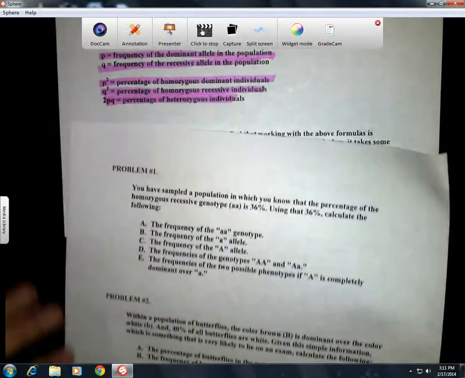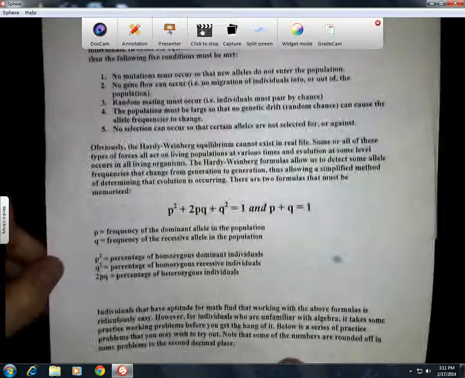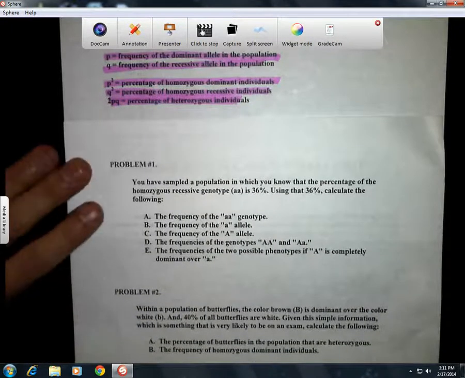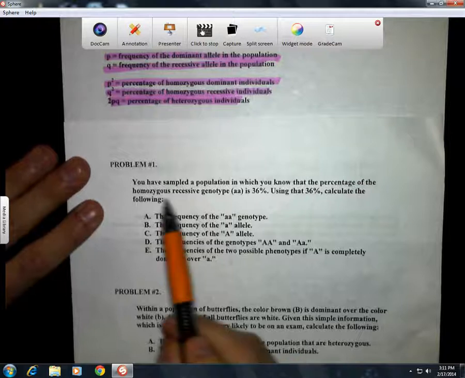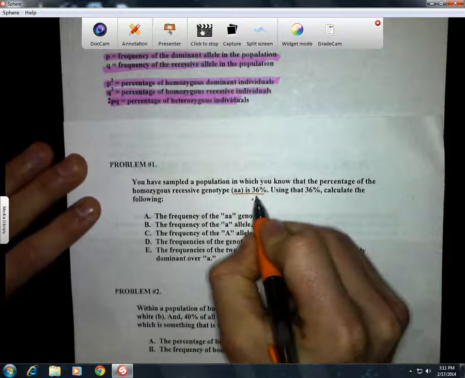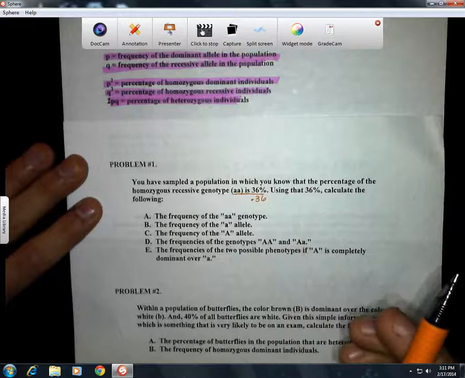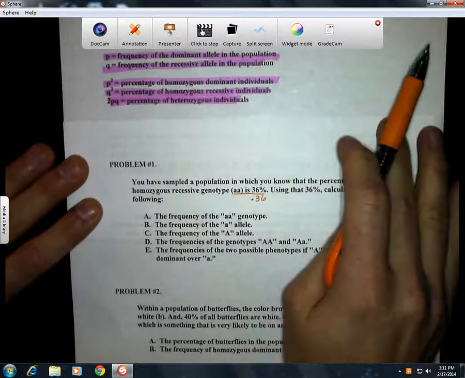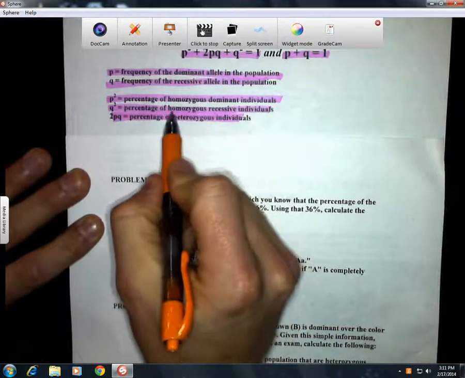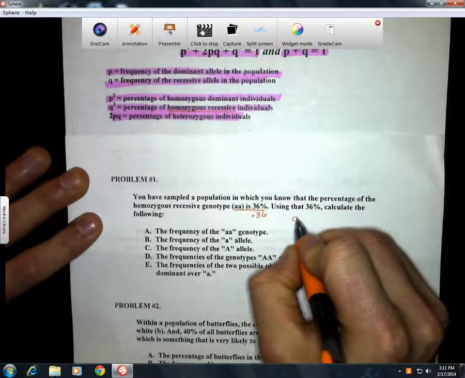So on the back side of this sheet, all I did was flip it over, just to make it a little bit easier when I come back. So looking at question 1, we know that the AA allele is 36, and we're going to call it 0.36 because it's a percentage, and we move our decimal 2 places to the left. So if you look up here, little a is homozygous recessive, and homozygous recessive is q squared. So that means q squared equals 0.36.